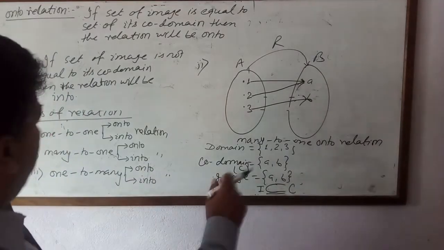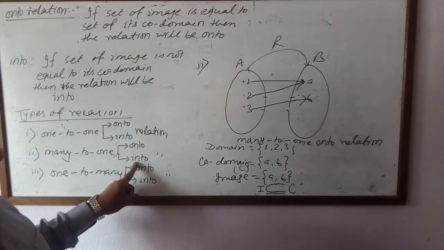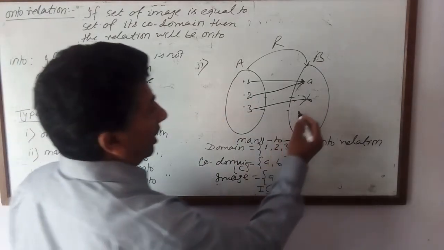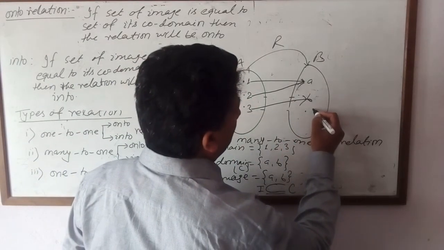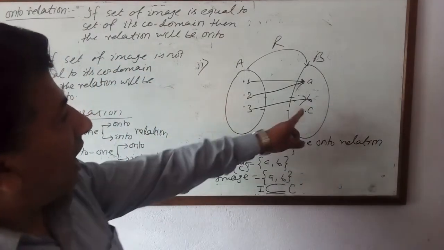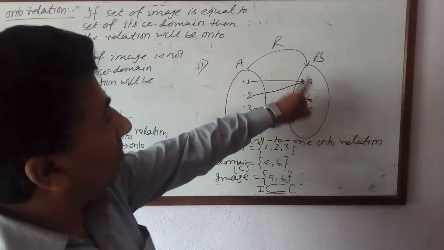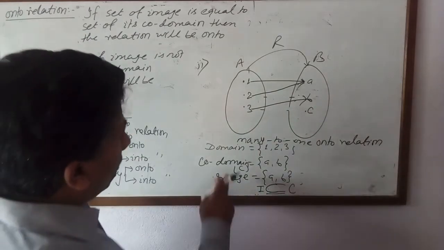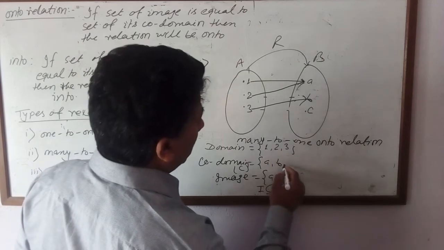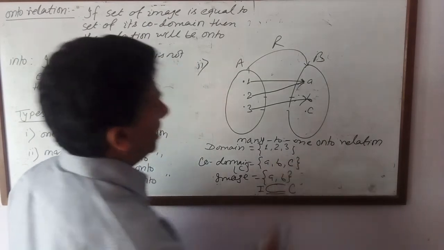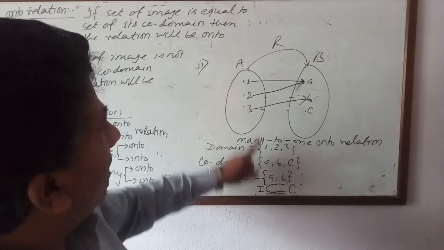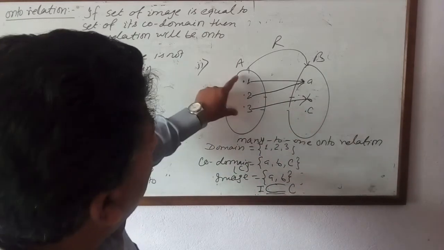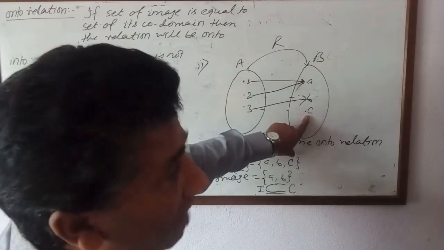Now same, many to 1 into relation. Now next one, many to 1 into relation. Now again, suppose there is C. Now I have added one more element. Suppose this set B contains another element, that is C. Now in this condition, the set of codomain will be ABC, but in the set of image, this C is not the image of any element of domain. It means C doesn't have a pre-image.